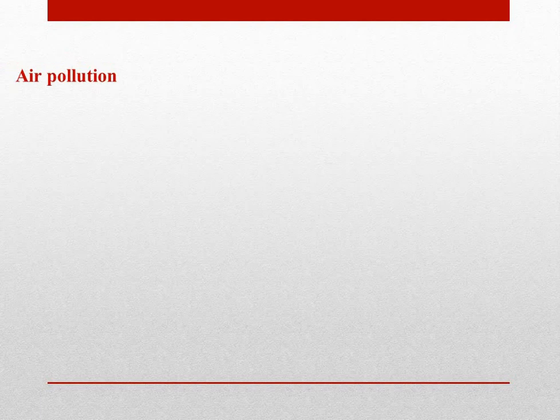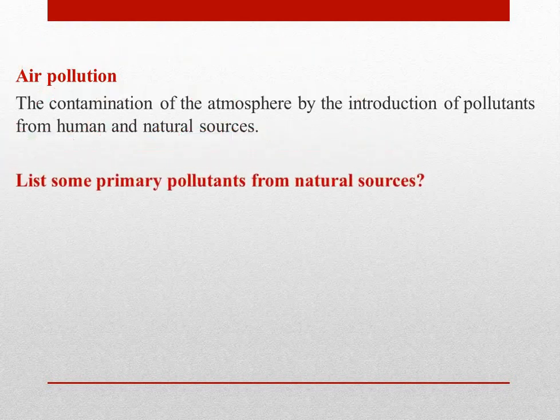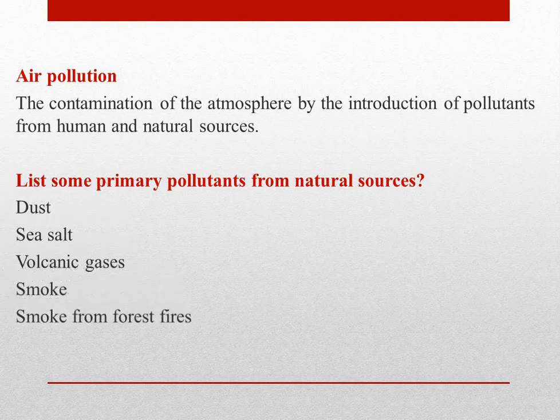Air pollution. Let's see what air pollution is. The contamination of the atmosphere by the introduction of pollutants from human and natural sources. List some primary pollutants from natural sources: dust, sea salt, volcanic gases, smoke from forest fires, carbon dioxide. Those were the primary pollutants.